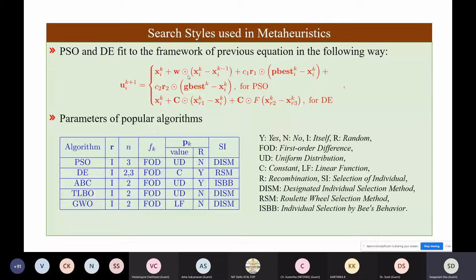And for other popular algorithms, we are just showing 5 very popular methods: PSO, DE, ABC for artificial bee colony algorithm, TLBO for teaching learning based optimization, which is essentially some variant of PSO. And then we also have GWO, Grey Wolf optimization. So when we have these types of algorithms, all of them at the base can be represented in that particular form through these equations that we have just shown.